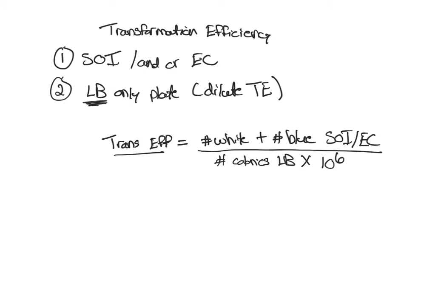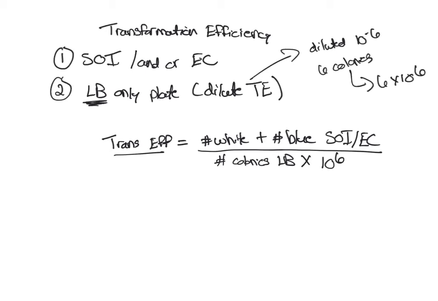The reason we do that is this LB plate, before we plated it, was diluted 10 to the negative 6. So let's say there were 6 colonies on that plate. That actually represents 6 times 10 to the 6 colonies in the original culture. So we have to multiply that by 10 to the 6. So if you can see, this is very big here, and this is probably not going to be a very large number. It's probably going to be small. So don't be alarmed by that. Okay, remember transformation is very rare.